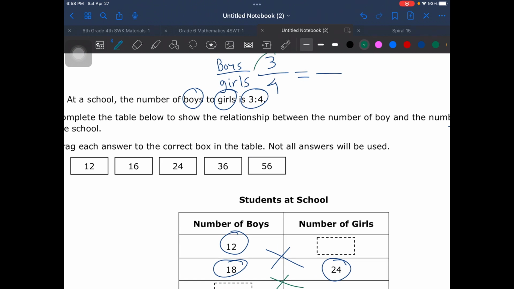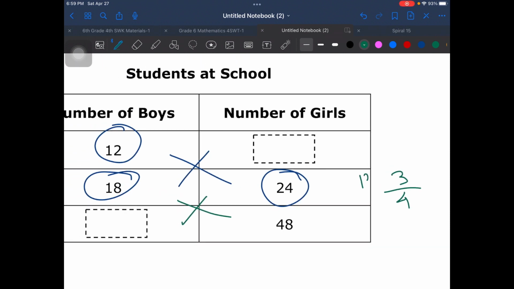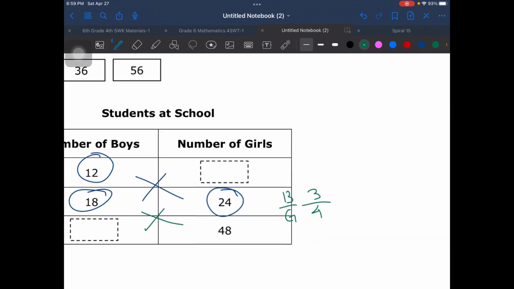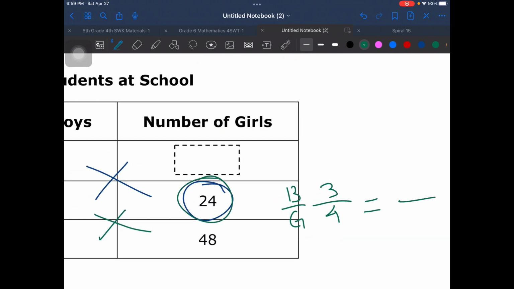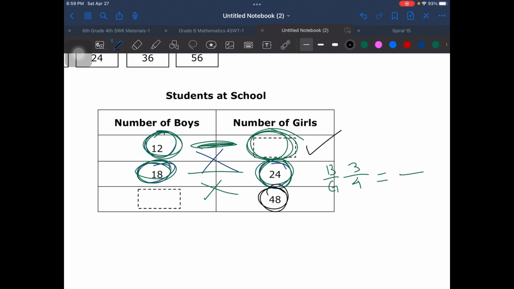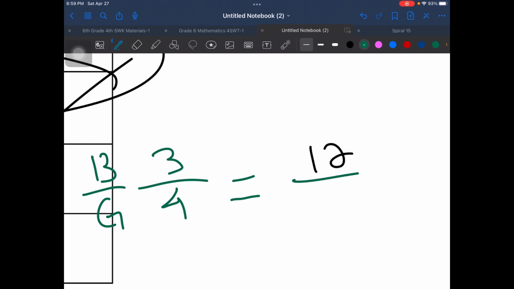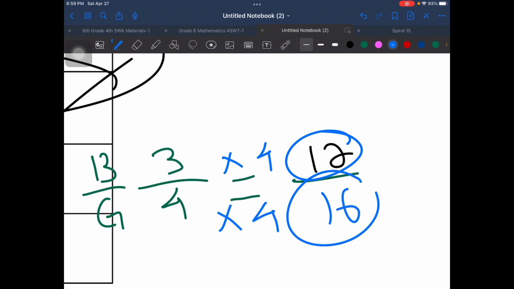Now, what you can also do is, you can use this 3, 4. So, for example, this 3, 4 represents boys to girls, right? So, if you use the third number they gave you, which is 24, it'll give you 18. If you use the 12 they gave you, it'll give you whatever number goes here. If you use 48, it will give you whatever number goes here. So in this case, if we need number of girls, and this row particularly, we need to use 12. So 3 times 4, 12. So 4 times 4, that's the number of girls.